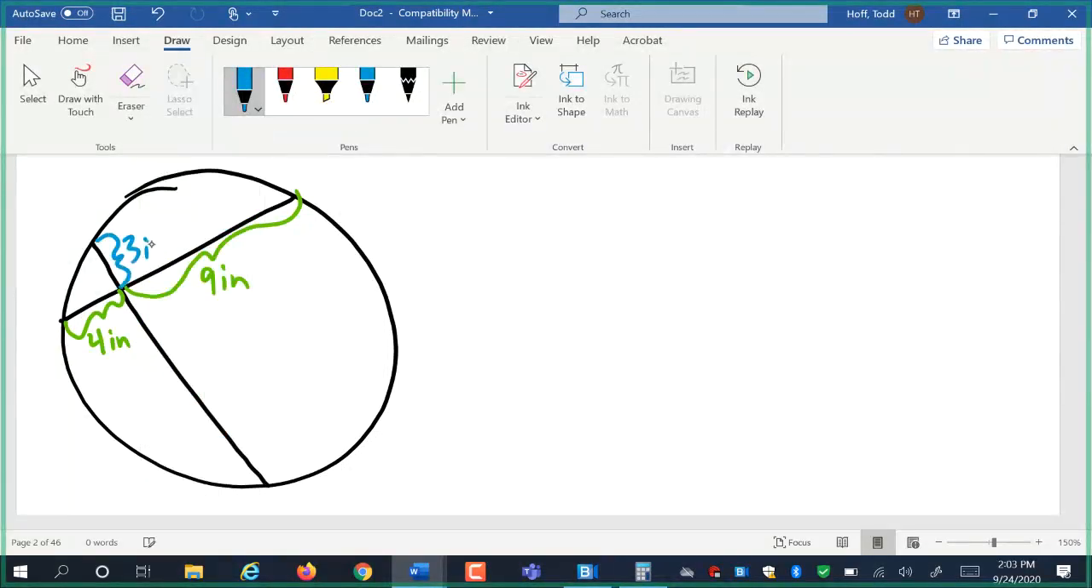If I know that this piece is 3 inches long, one of the rules about a circle, one of the quirks about a circle, is if two chords in a circle intersect, they cut themselves into pieces that have equal products. Remember, product is the result of a multiplication problem.